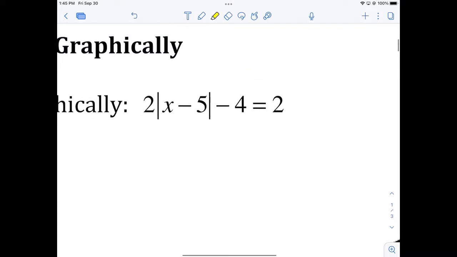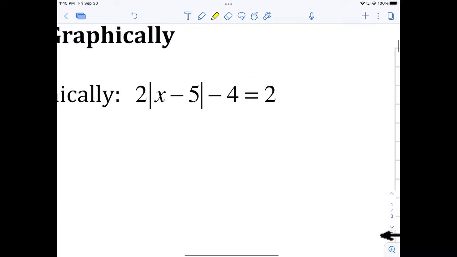Okay, so the parent function is our V for victory graph, right? Remember, it bounces at the origin and it has a slope of 1, -1. This is the absolute value of x. What does this transformation do to it? The 2 is a vertical stretch by a factor of 2.